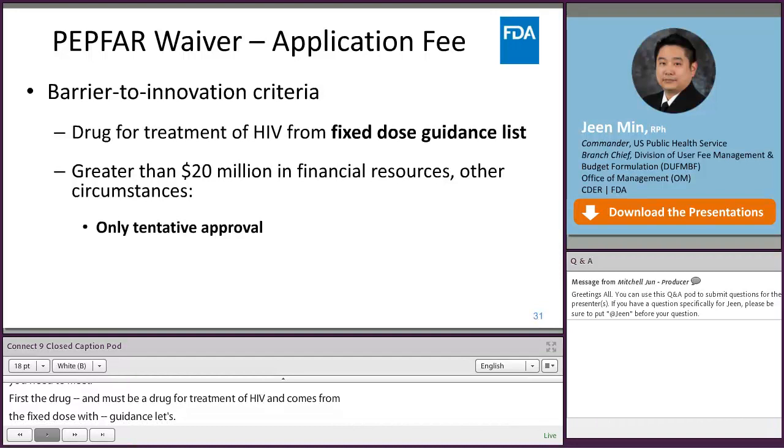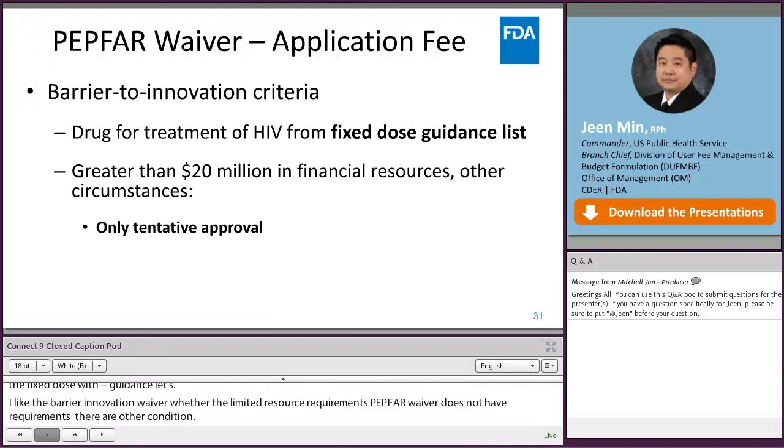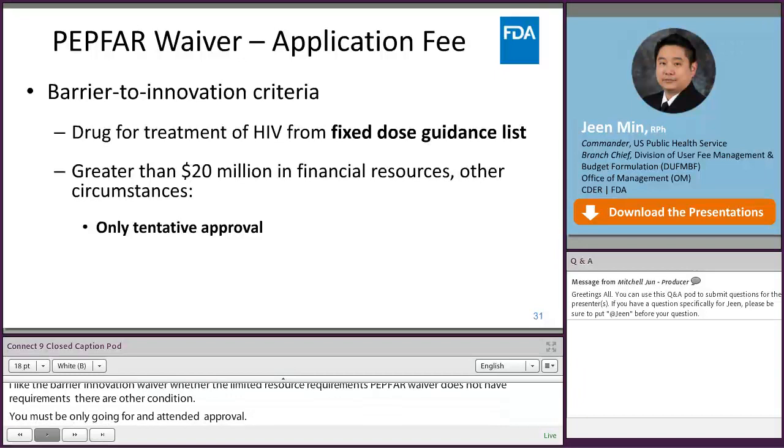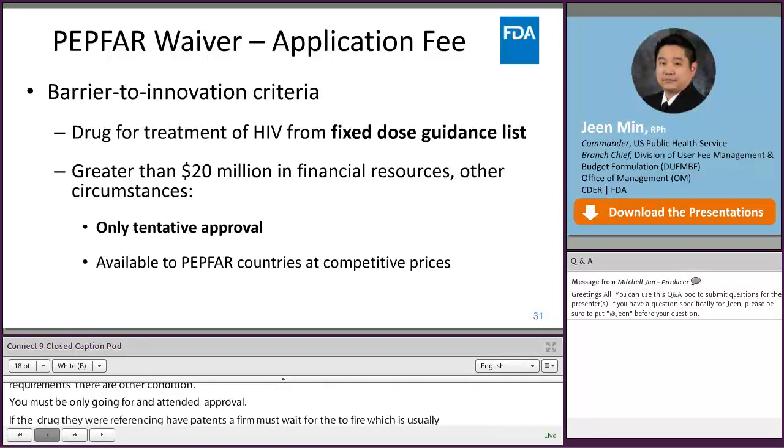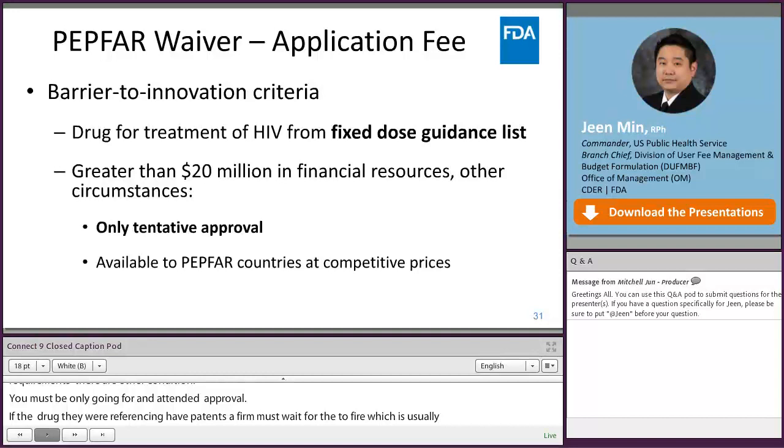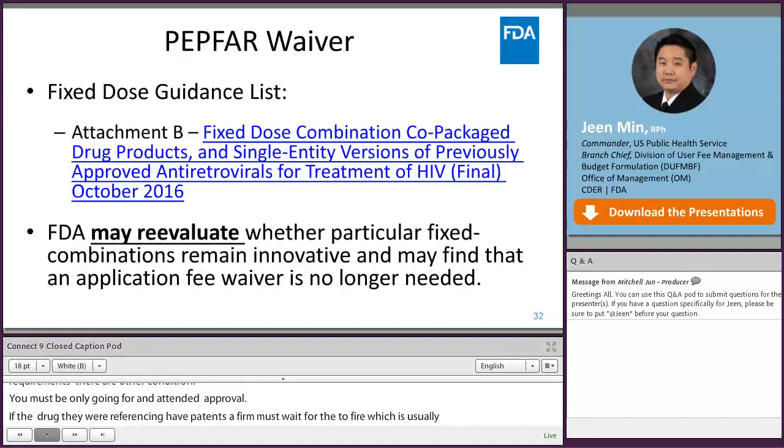You must be only going for a tentative approval. Now, what is a tentative approval? Basically, if the drugs that you are referencing has patents, a firm must wait for the patent to expire, which is usually known as a Paragraph 3 certification. Also, after you receive tentative approval, you must make the PEPFAR drug available to PEPFAR countries at competitive prices.